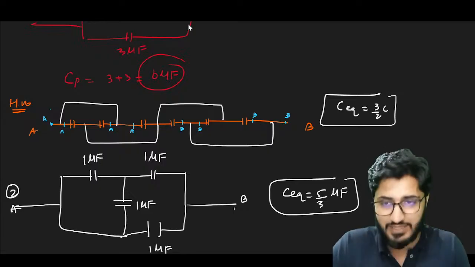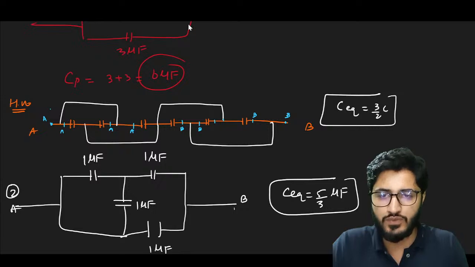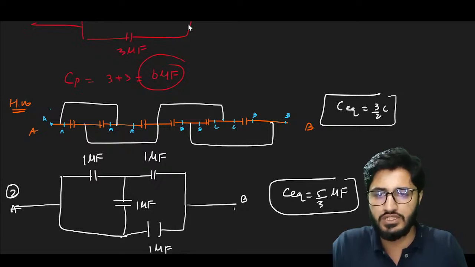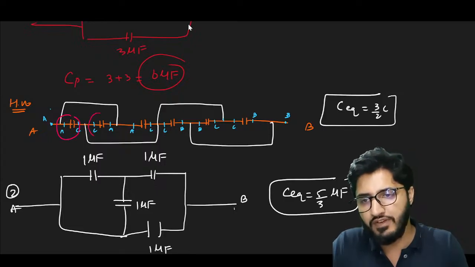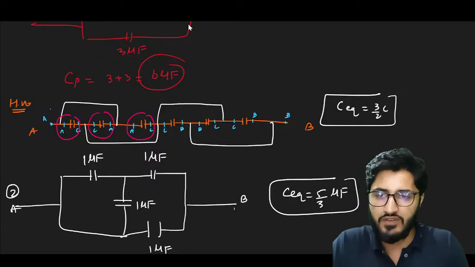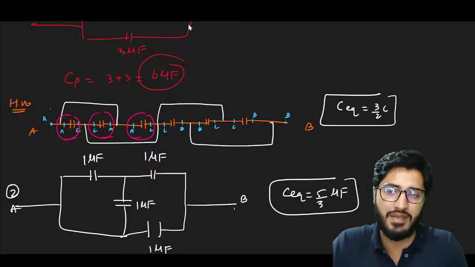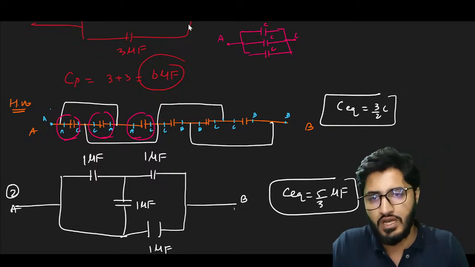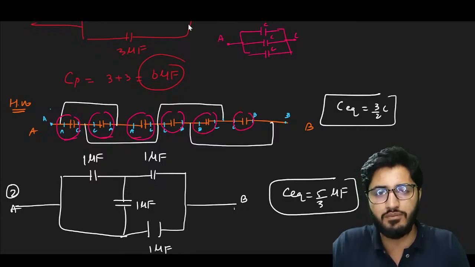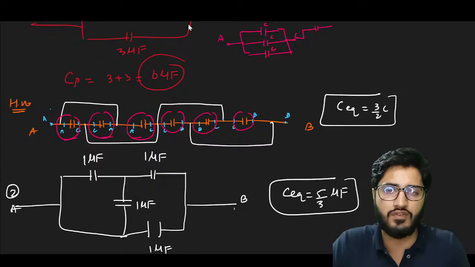By the point potential method, the potential of this one is C, so this one is also C, this one is also C, and this one is C. Look beta, this one is between A and C. So between A and C, how many capacitors do we have? Three capacitors. This is point C, this point is A. Capacitance is C, C, C. Now between C and B, how many do we have? We have 3.